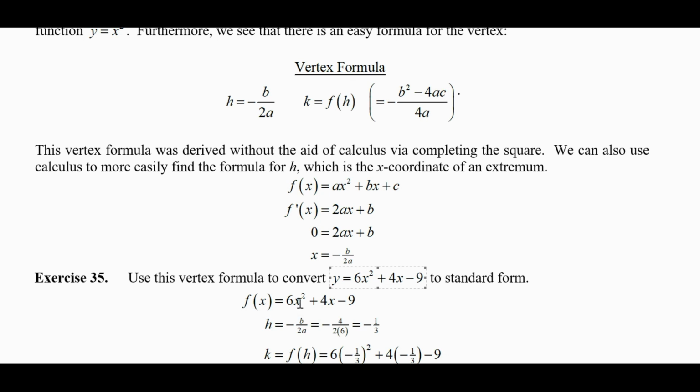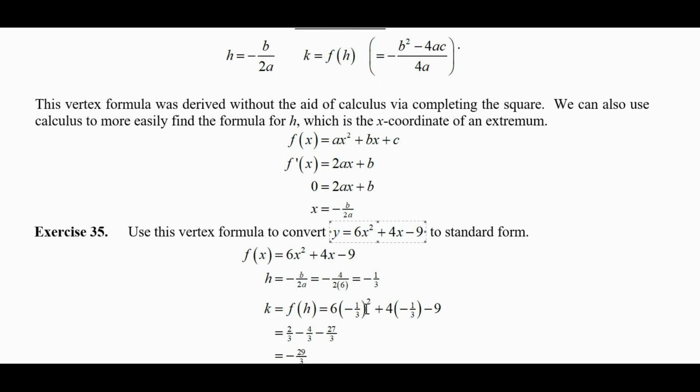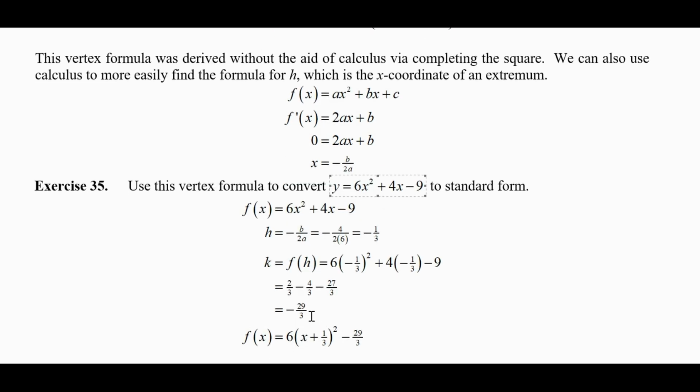To find k, we just put in negative 1/3 in place of x here and here. And let's see. We're going to square this. This is going to be positive. One of the 3's is going to cancel that down to a 2, and the other 3 is going to stay, so that's 2/3. This is minus 4/3, and we might get this into thirds too, so that's multiplied by 3 over 3. That's negative 27/3. Add the numerators. 2 minus 4 is negative 2, minus 27 is negative 29, so it's negative 29/3. And so now we can put it in the form 6 times parentheses x minus the h, so that's minus a negative 1/3 or plus 1/3 squared, and then plus the k, which is negative 29/3.